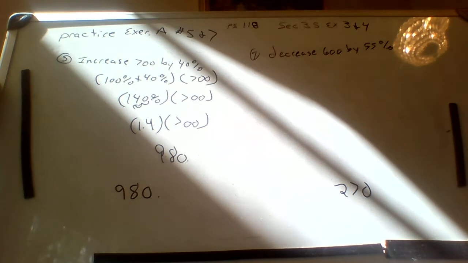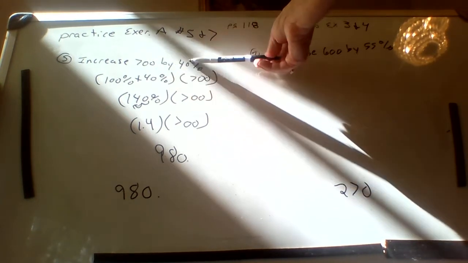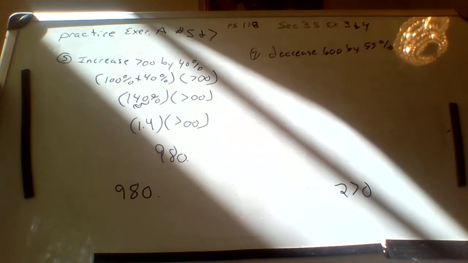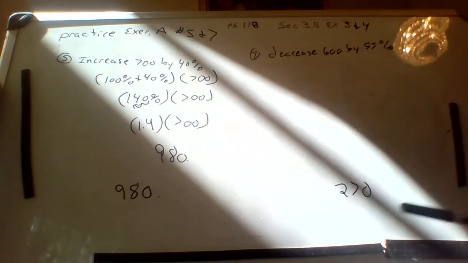Okay. So that increased by 40%. So it did increase, right? So what they're saying is your original amount was 700, and if you were to increase that by 40%, then your new amount is 980. Now, if it asks you for the change, you're going to subtract these two numbers, right?